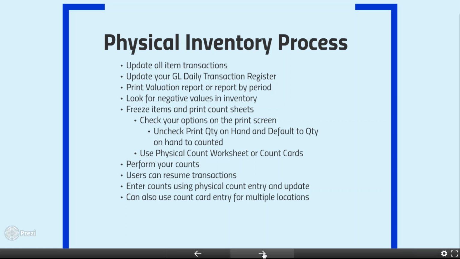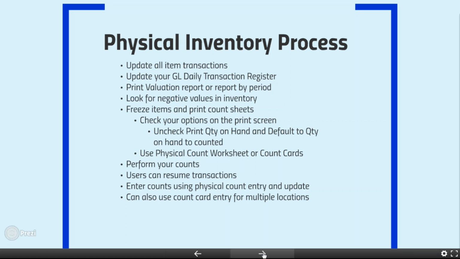Like other modules, first you make sure that you update all of your item transactions. So this would include having your sales order invoices posted, purchase order, receipt of goods, and receipt of invoice posted, and any inventory transactions. Manufacturing transactions should also be completed and posted. Next, you want to make sure that you update your general ledger daily transaction register. So when you compare your inventory to the general ledger, you have all the transactions posted there as well.